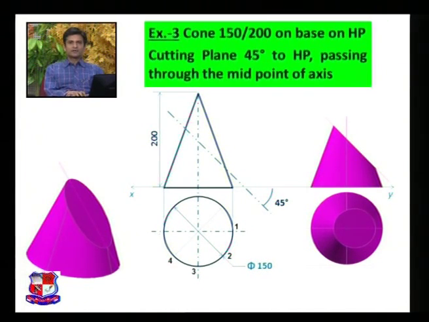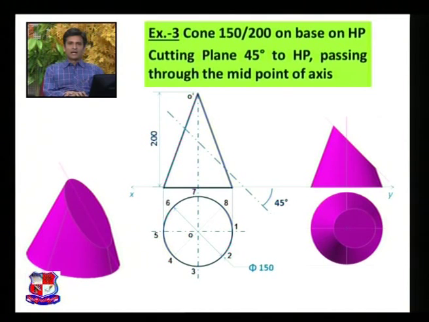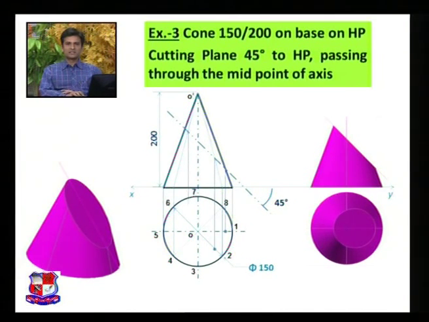Name the endpoints 1, 2, 3, 4. Divide this top view into equal number of parts. Name the endpoints 1, 2, 3, 4, 5, 6, 7 and 8. This is apex point O and apex point O dash in the front view. Now draw projection lines from all these imaginary generators. 1 O dash, 1 dash O dash, 2 dash O dash, 3 dash O dash, 4 dash O dash like this.